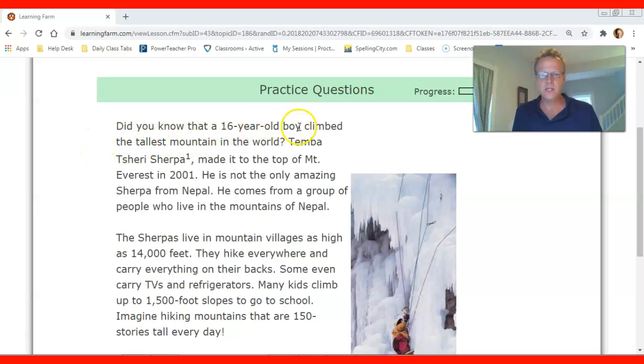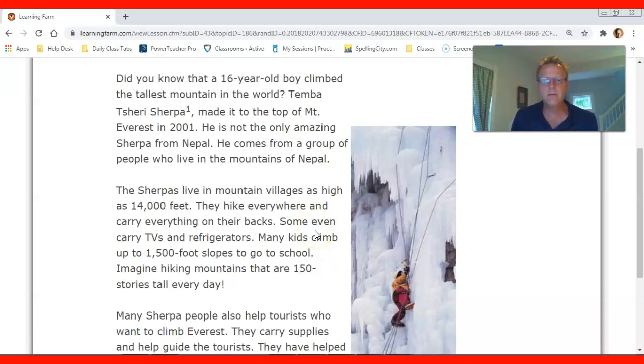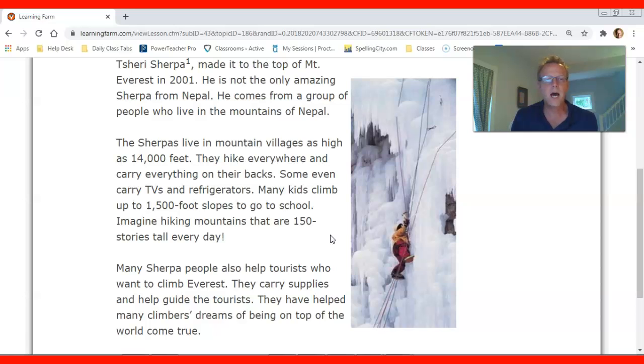Did you know that a 16-year-old boy climbed the tallest mountain in the world? Temba Tshiri Sherpa made it to the top of Mount Everest in 2001. He's not the only amazing Sherpa from Nepal. He comes from a group of people who live in the mountains of Nepal. The Sherpas live in mountain villages as high as 14,000 feet. They hike everywhere and carry everything on their backs. Some even carry TVs and refrigerators.